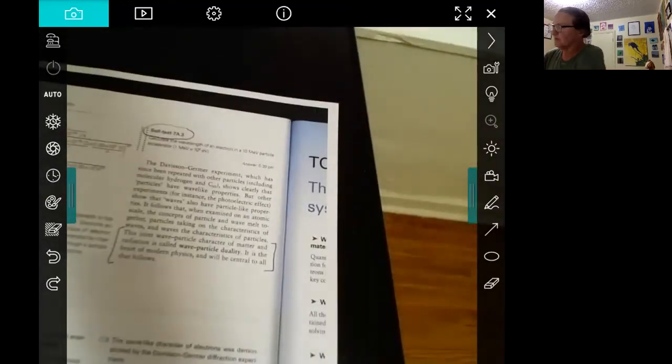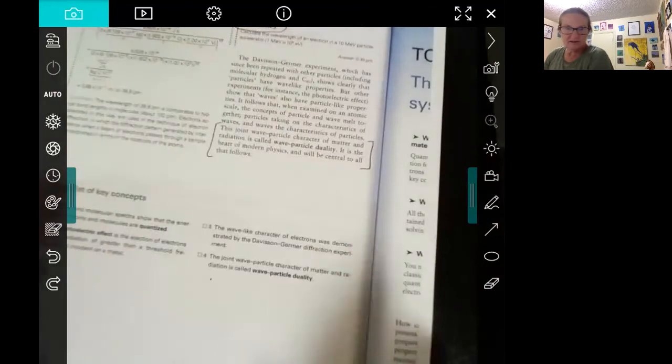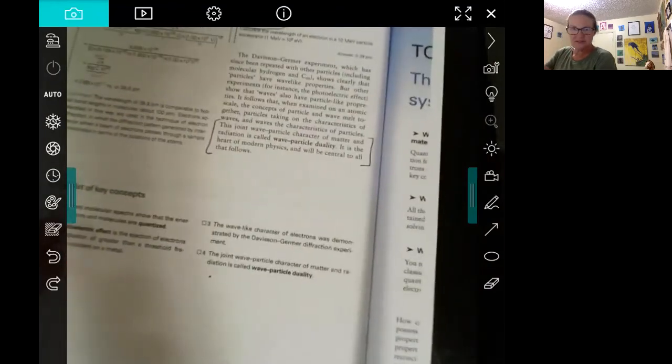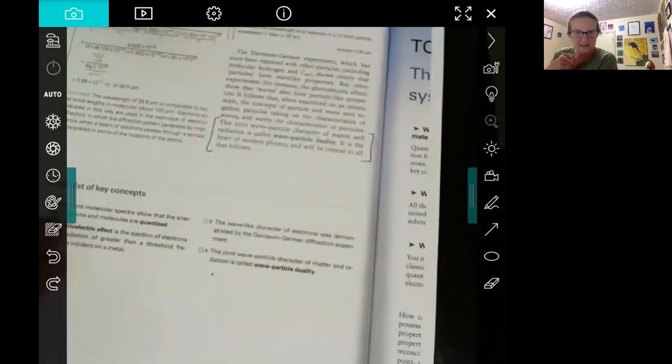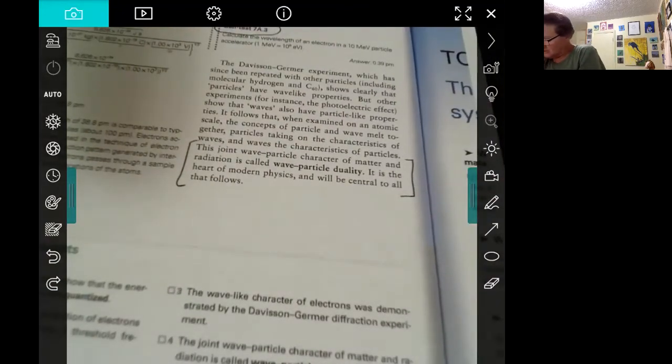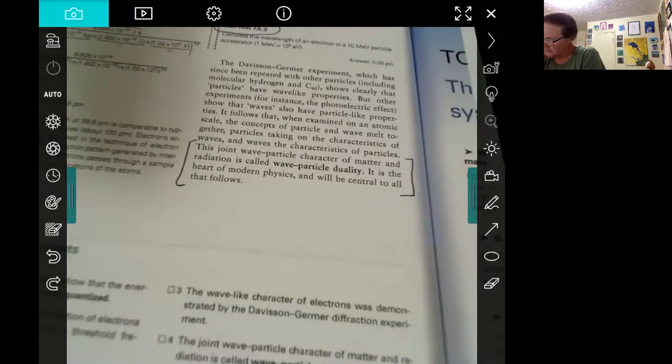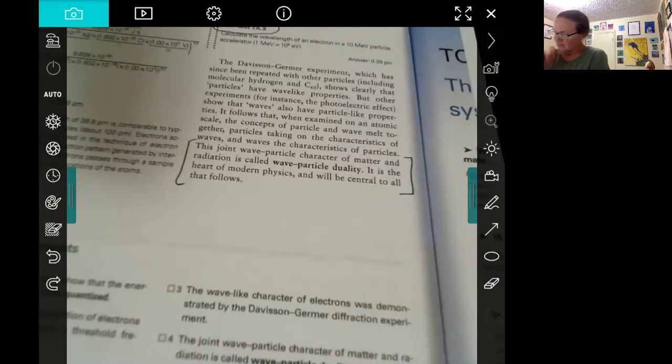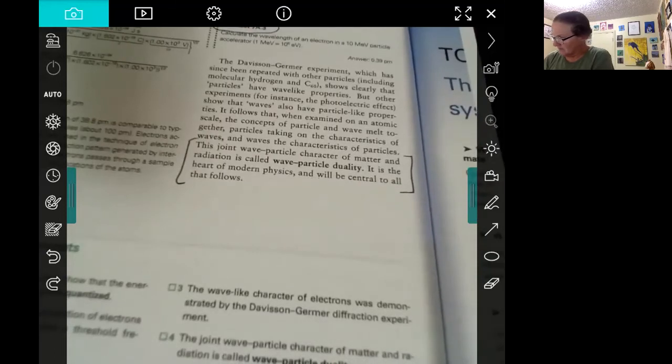This joint, the very last sentence in this is important to think about as we go now into the need for a new theory and look at the development of quantum mechanics. There we go. This joint wave-particle character of matter and radiation is called wave-particle duality. It's the heart of modern physics and will be central to all that follows.